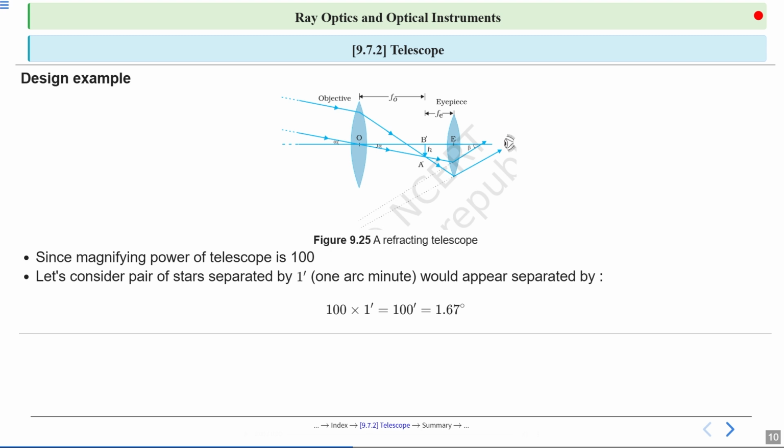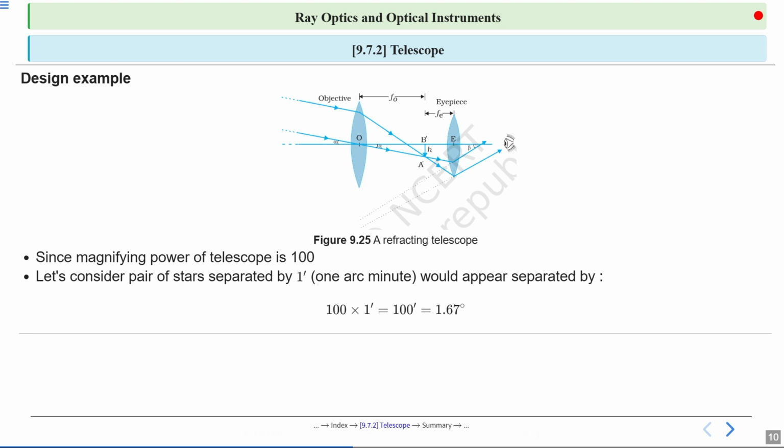60 arc minutes are equal to 1 degree. Therefore, 100 arc minutes is equivalent to 1.67 degrees. This calculation shows how the telescope enhances our ability to distinguish between closely spaced objects in the sky. Understanding these calculations helps us appreciate the precision and capability of telescopes in astronomical observation.